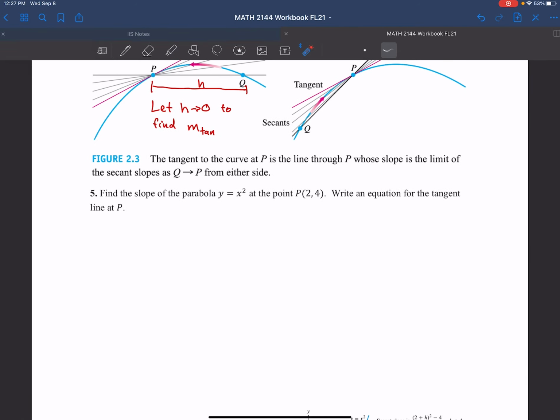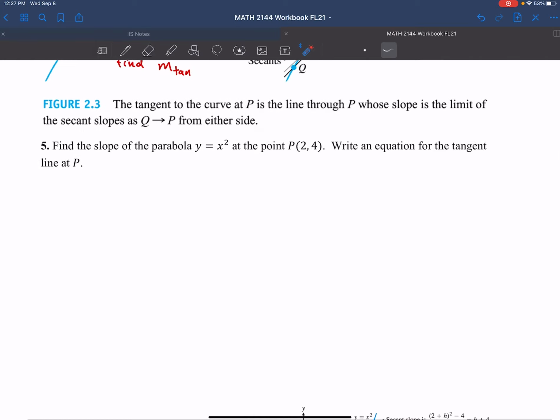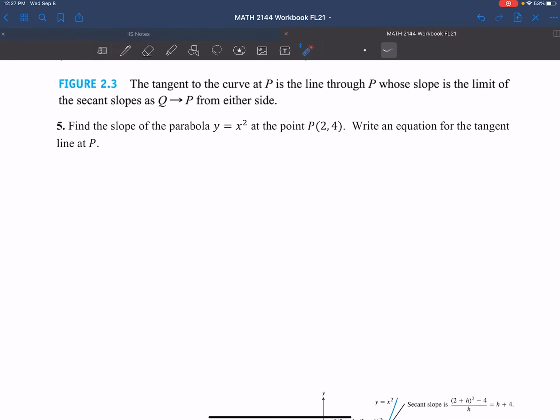All right, so let's actually do a full computation by ourselves. We'll do number 5. Find the slope of the parabola y equal to x squared at the point 2, 4, and write an equation for the tangent line at that point P. What we want to do is find the slope of the secant. Start with a secant: compute the m of the secant line, and then let h go to 0.